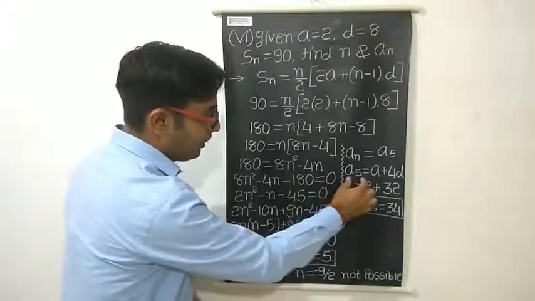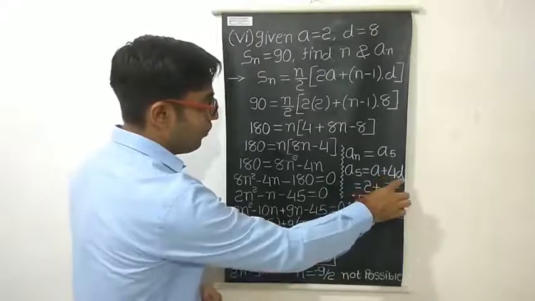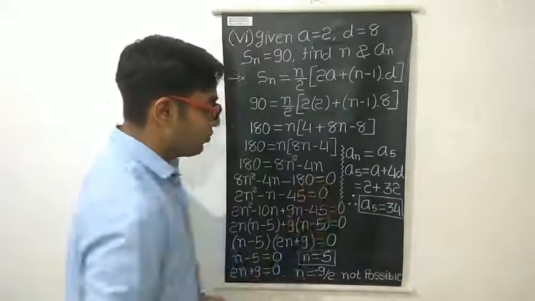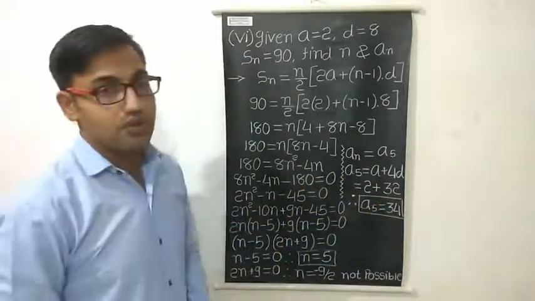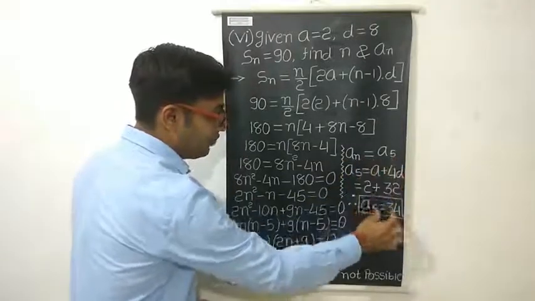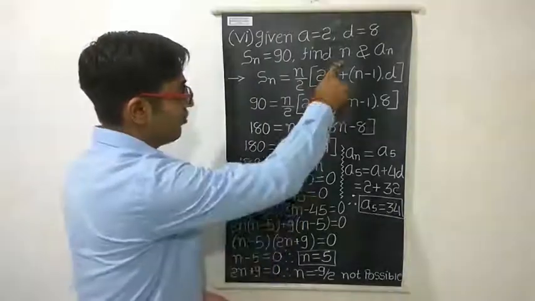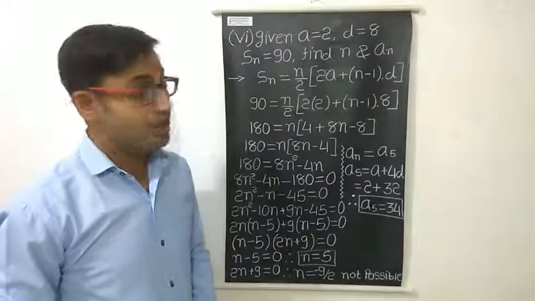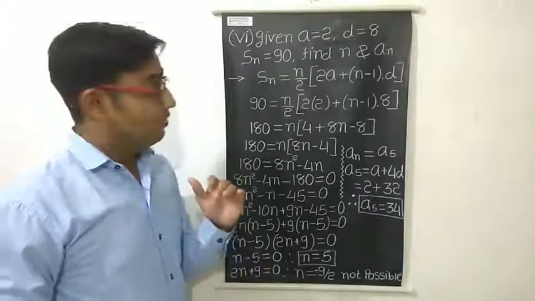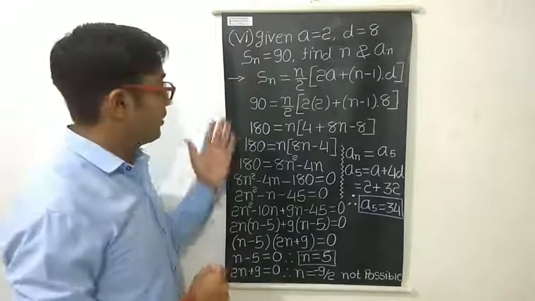And what is a5? We can write a5 is equal to a plus 4d. So a is 2, plus 4 into d. Now what is d? d is equal to 8. 8 times 4 is 32. Addition of both is equal to 34. So the value of an, that is a5, is equal to 34. So we get both the unknown values n and an. In this way we can solve this type of question in which the values of an and Sn are given.